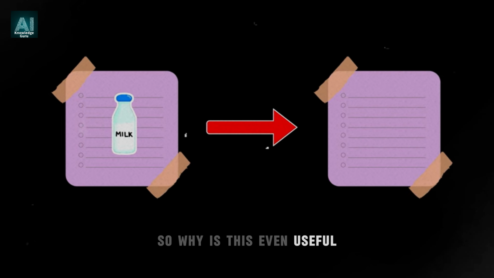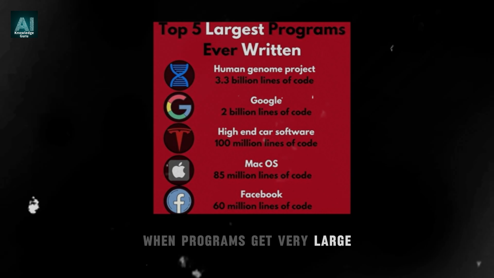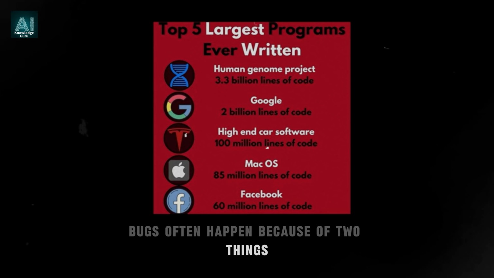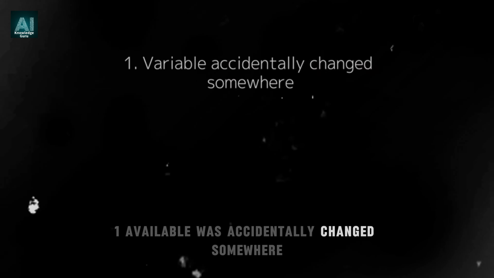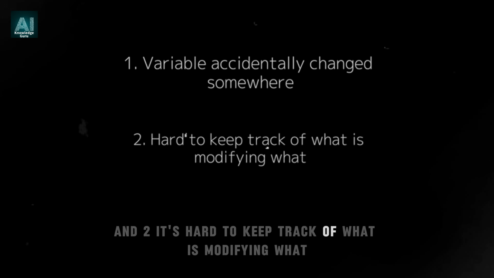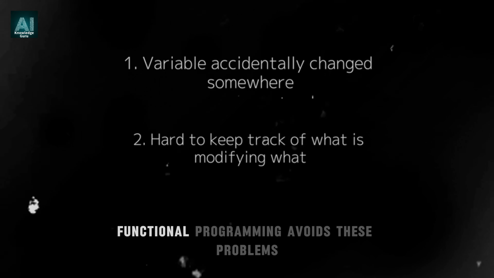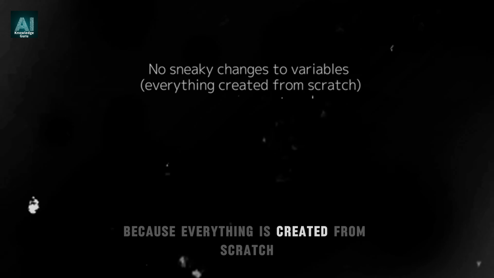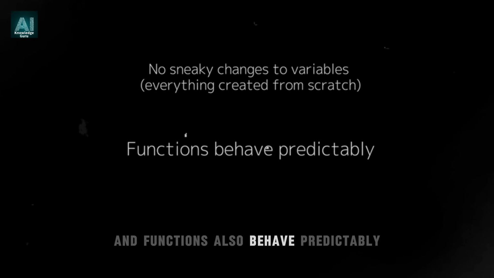So why is this even useful? When programs get very large, bugs often happen because of two things. One, a variable was accidentally changed somewhere, and two, it's hard to keep track of what is modifying what. Functional programming avoids these problems. There's no sneaky changes to variables because everything is created from scratch, and functions also behave predictably.